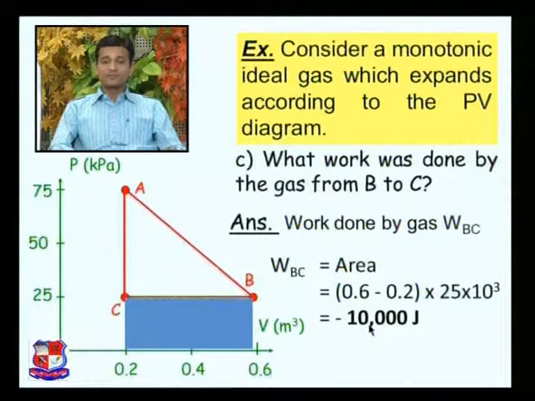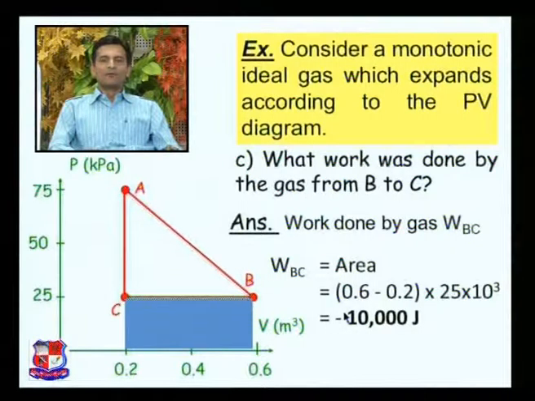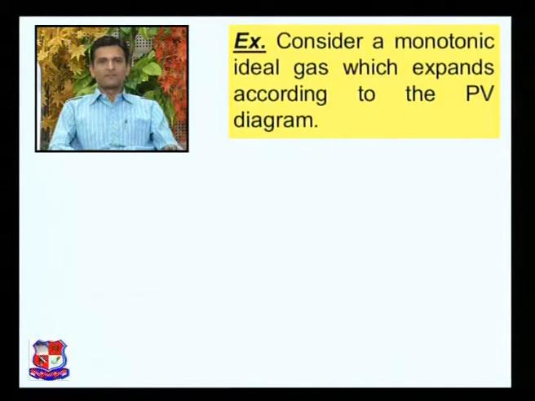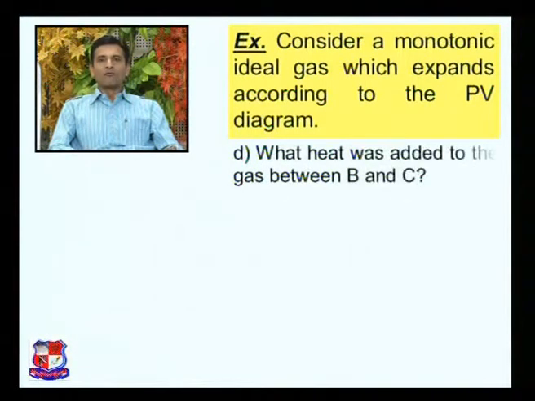Why is it minus? Because here the process is from B to C, from right to left, hence work done is negative, or work is consumed for this process. Work is not expended or positive work, it's a negative work. Now next question D, what heat was added to the gas between B and C?